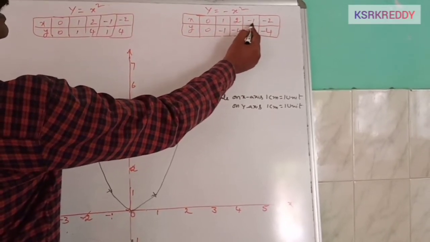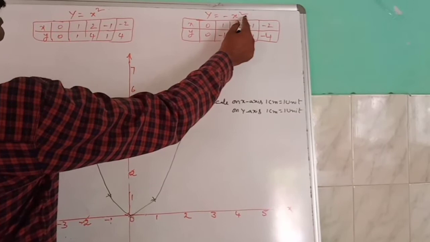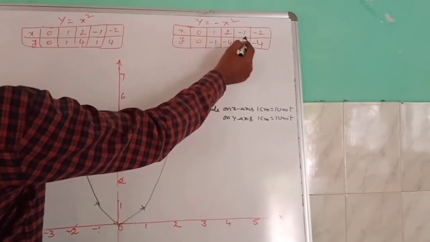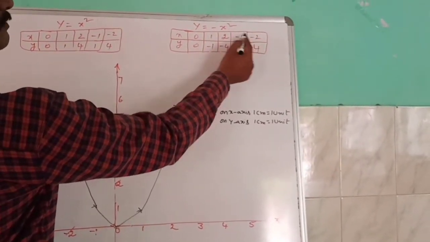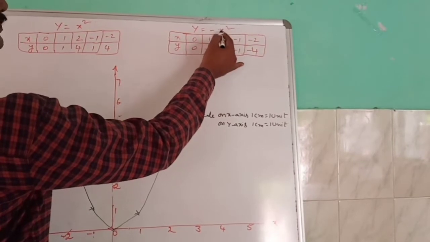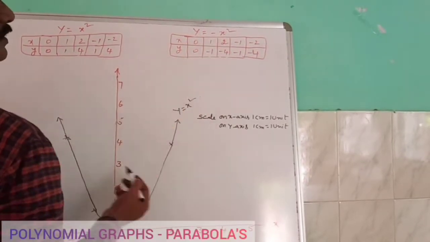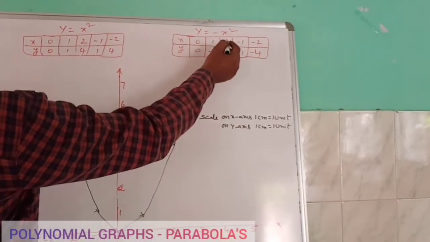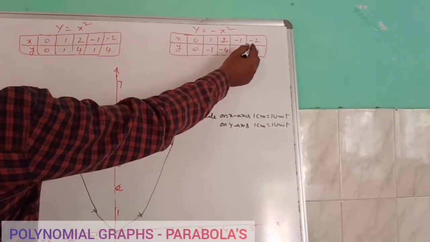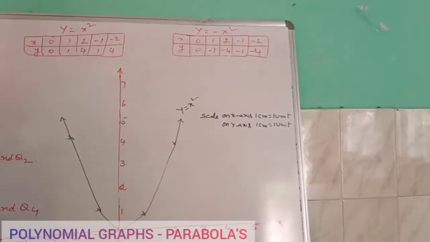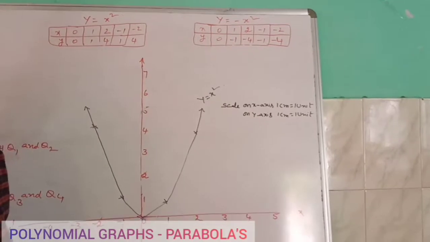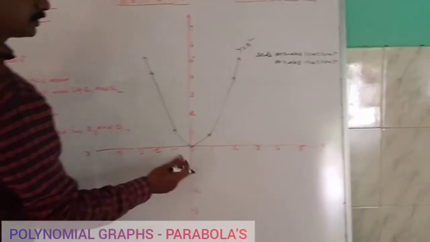X equal to minus 1, whole square equal to plus 1, before it negative, so minus 1. X value minus 2, whole square equal to plus 4, before it minus, so minus 4. So the points are 0, 0; 1, minus 1; 2, minus 4; minus 1, minus 1; minus 2, minus 4. These points are plotted on the graph sheet and joined with a smooth curve.